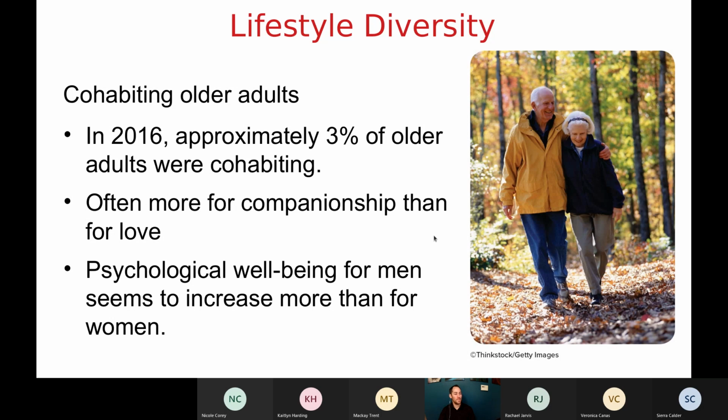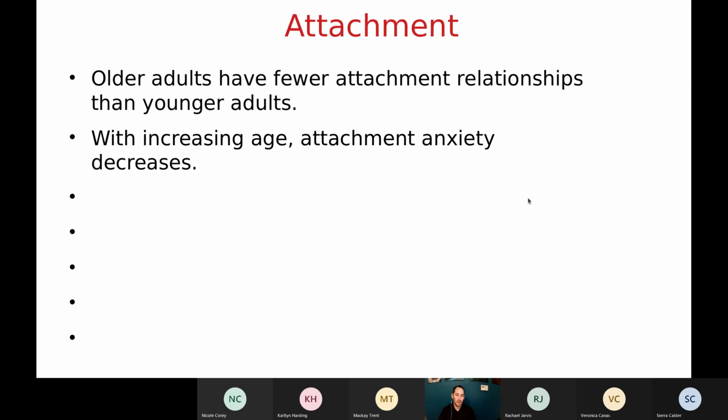All right. So psychological well-being for these cohabitating couples seems to be higher for men, and to increase more for men than it does for women who are cohabitating in late adulthood. So also attachment. We've talked about attachment many, many times across this course. So secure attachment, insecure avoidant, those kinds of things. So call your mind back to those.